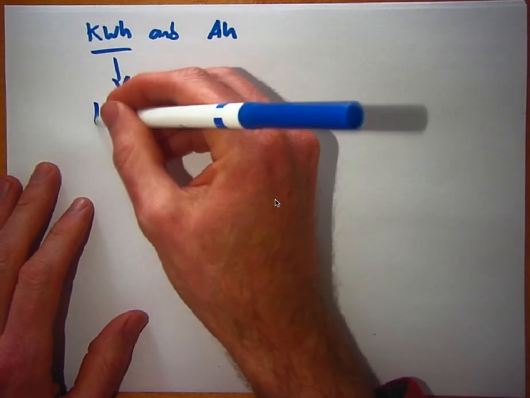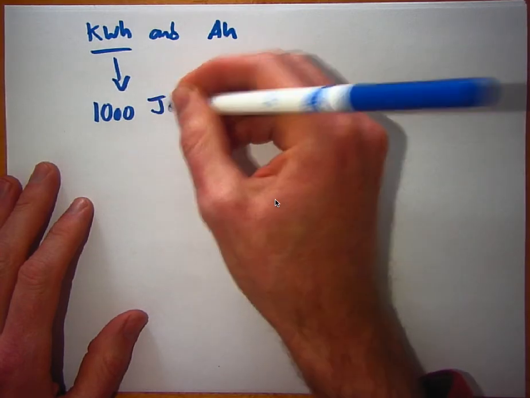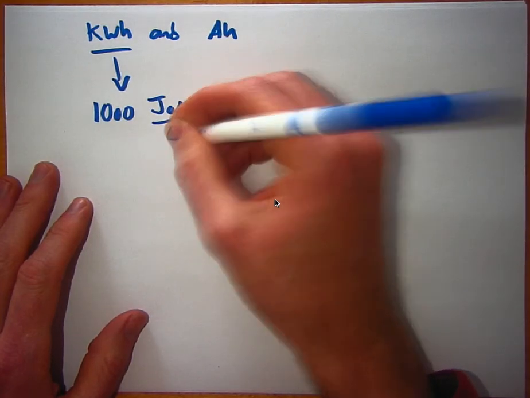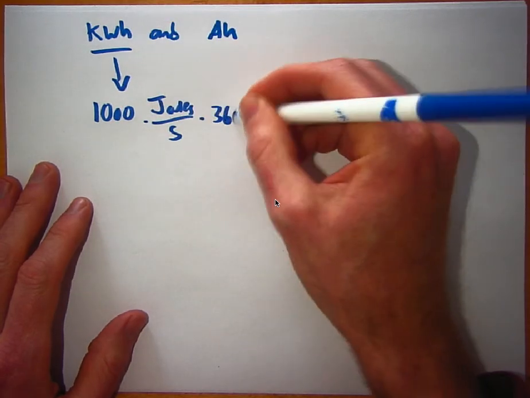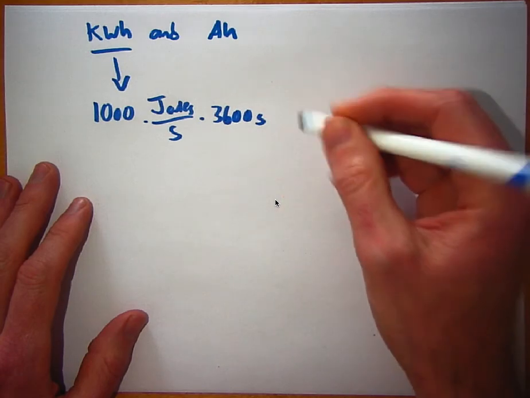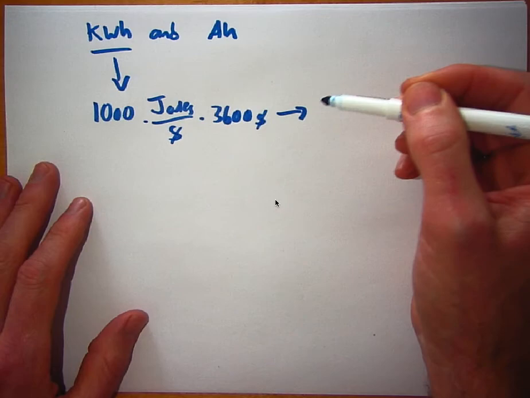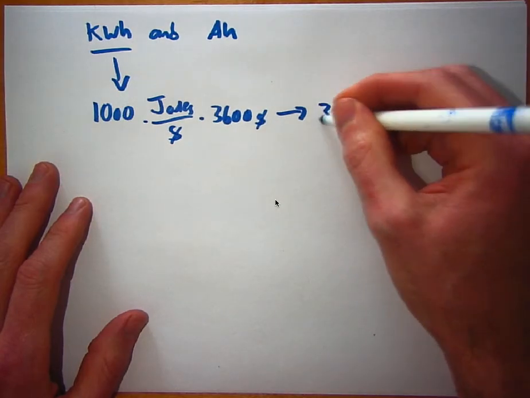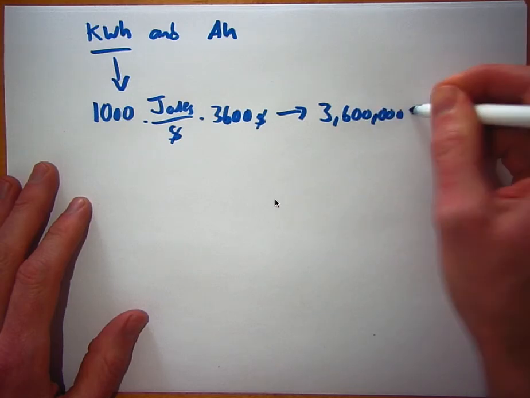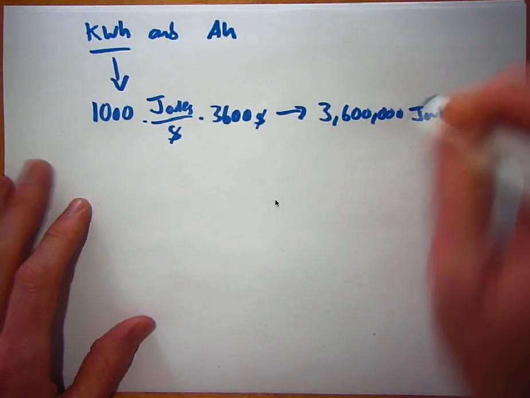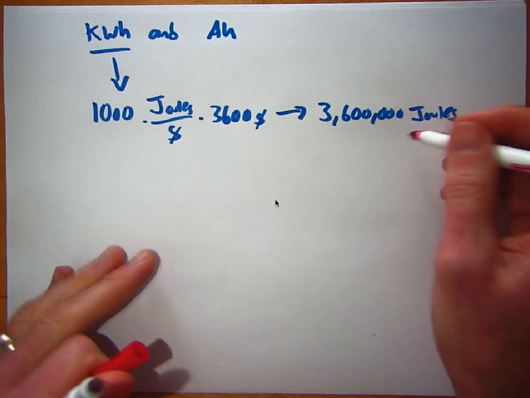The kilo means 1,000. Watts are actually joules per second. And then an hour is 3,600 seconds. So if we multiply all this out, you can see the seconds cancels away, and we're left with 3,600,000 joules.